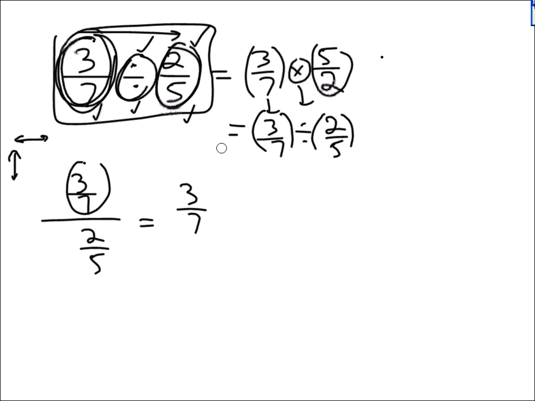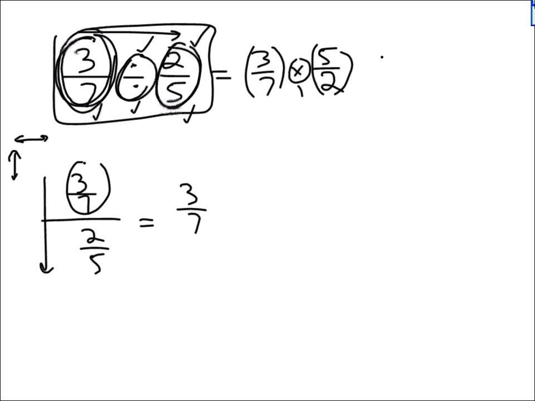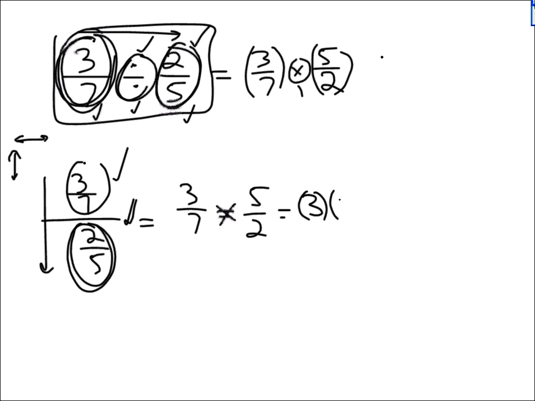Now, let's do the next one, the one underneath. Same exact problem. So now we read top to bottom. Here's the first thing we see, then the division sign, then the second number. We keep the first number, we change division to multiplication, and we flip over the bottom number. And we get 3 times 5 over 7 times 2. You want to work it out? Fine. Make sure you get 10 over 14.